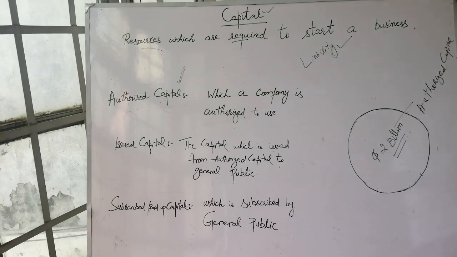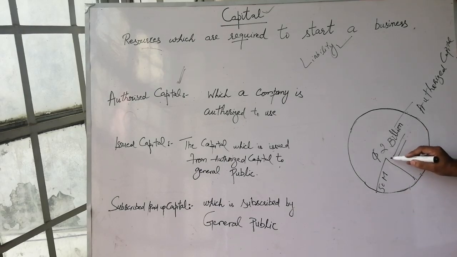But in the start the company needs only 50 million. Suppose in the start the company needs only 50 million, so it will issue only 50 million shares. It will not issue 2 billion shares. In the start it needs only 50 million, because it has not expanded its business, so it will issue only 50 million.